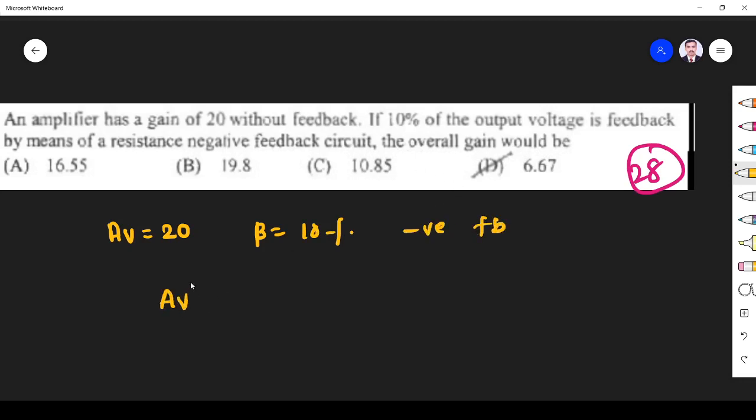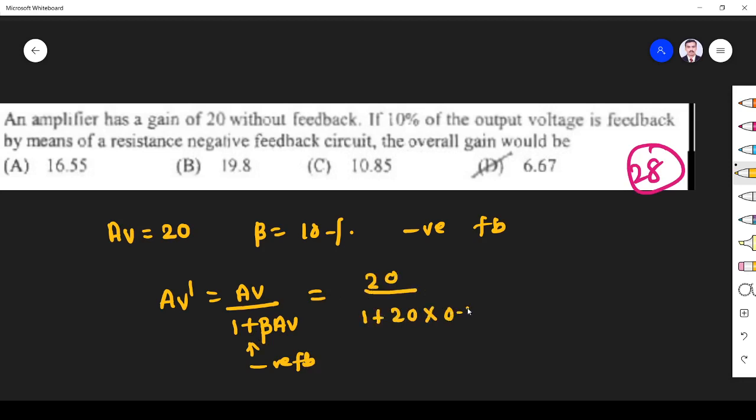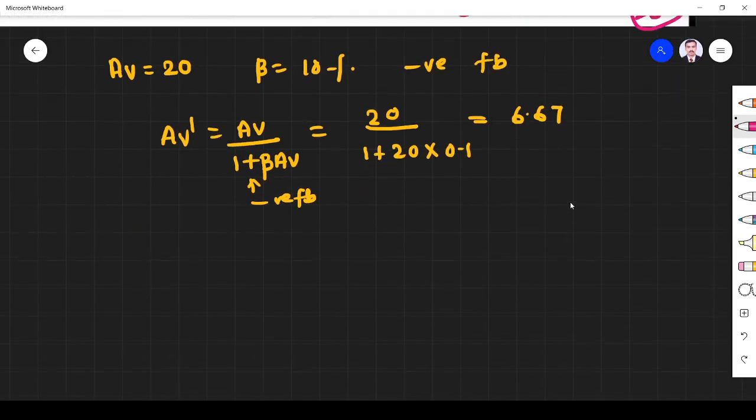The overall gain AV dash is equal to AV divided by 1 plus beta AV. Why 1 plus? Because it is negative feedback. If it is positive feedback, it is 1 minus. So AV is 20, and 1 plus 20 into 10%, which is 0.1, gives 2 plus 1, 3. So 20 divided by 3 is 6.67. The overall gain is 6.67.